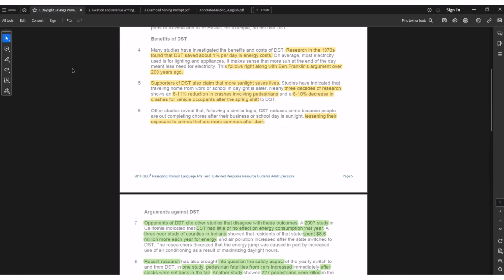For example, in the daylight savings time prompts, both sides in their first paragraphs bring up research. Research in the 1970s versus research from 2007. And yes, it's well past 2007, but between the two passages, who has more relevant information? And so that might be an idea that you're presenting. You might say arguments against DST is stronger. They have more relevant research from 2007. And look at what that research showed compared to what the research from the 1970s showed. And you can use those two against one another.